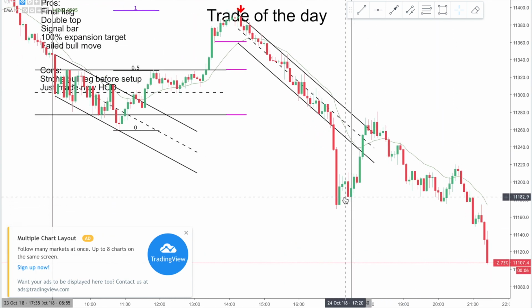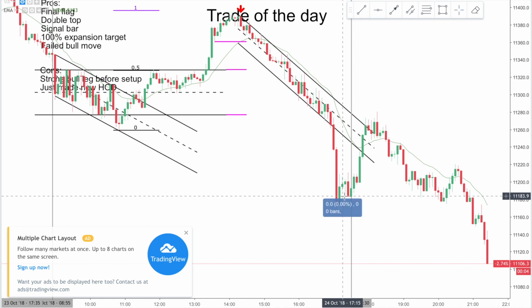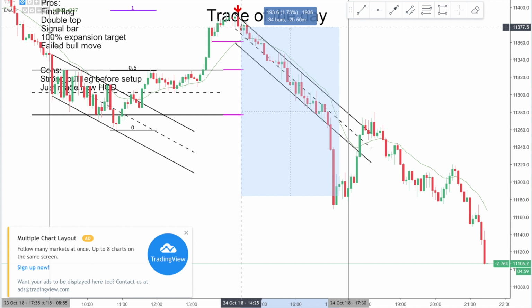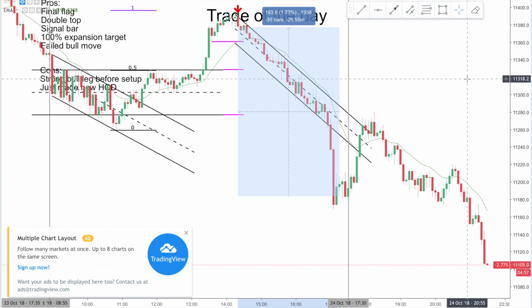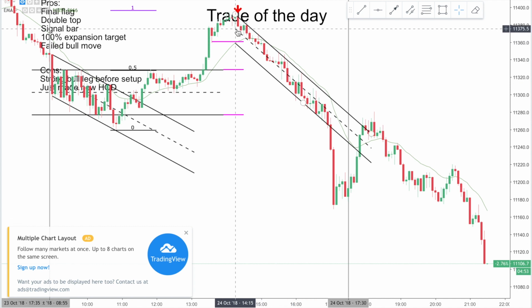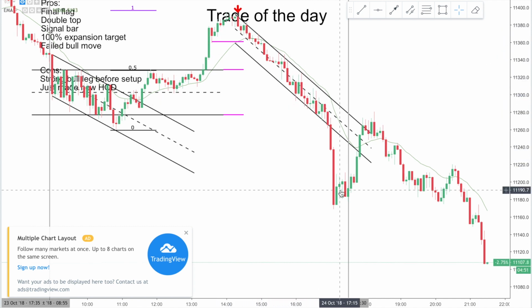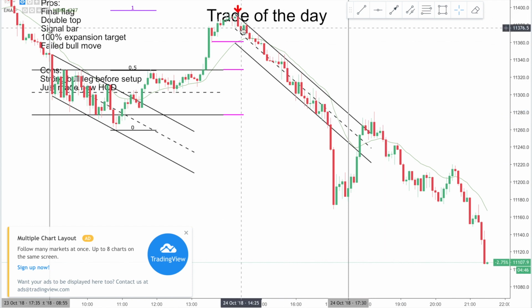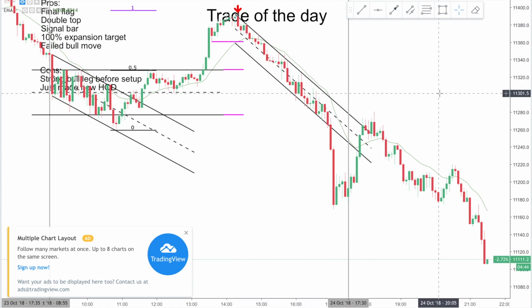And if you got out on the close of the day right here, and you got in, let's say you got in there, then you would have gotten 193 points. Really good trade to end out with. If you just got in here, then you could have sat through all of this and just looked at your open profits grow. That's it for today.